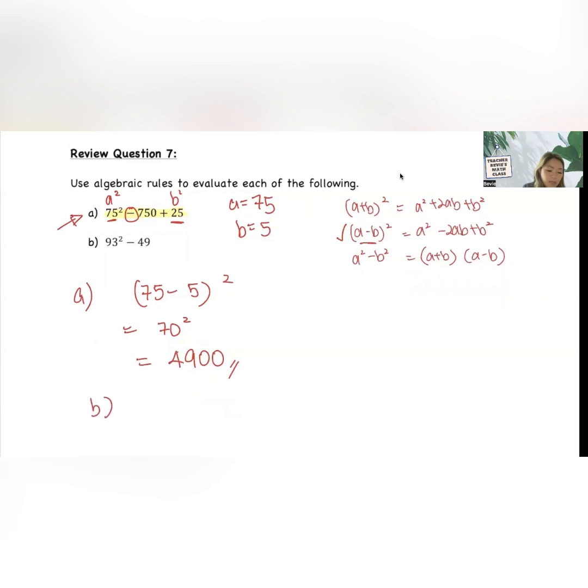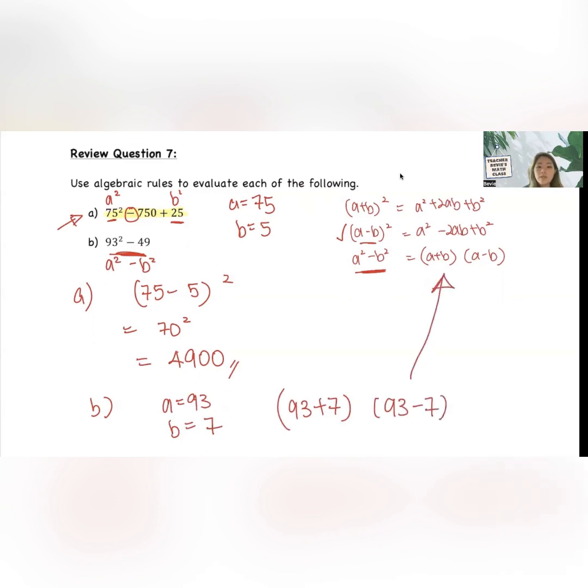As for part B, I only have two terms here, so it's pretty obvious that this is the last special identity that I'm using. 93 squared minus 49, this is my a squared - b squared. In other words, a is 93, b squared is 49, meaning b is 7. If I were to factorize this, it gives me (93 + 7)(93 - 7). Basically, I'm just plugging it inside this formula over here.